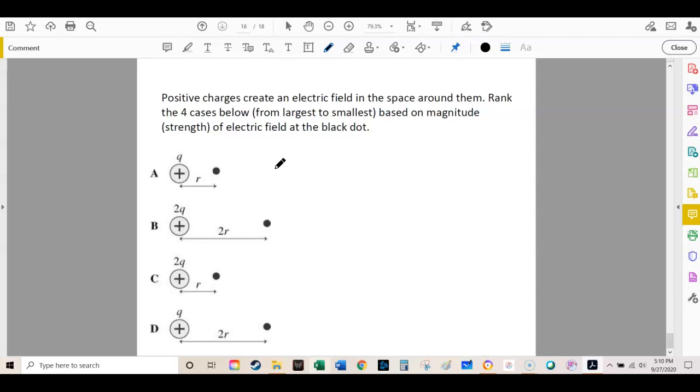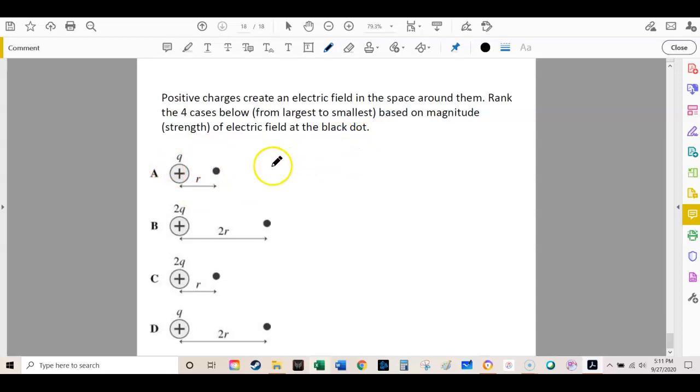So let's just do A together. Draw a vector. Which direction do you think the electric field vector is going to be at the black dot due to this positive Q, a distance r away? And then after you do that, I want you to create an equation to represent the magnitude of that in terms of K, Q, and R. So try A right now. Pause the video, please.